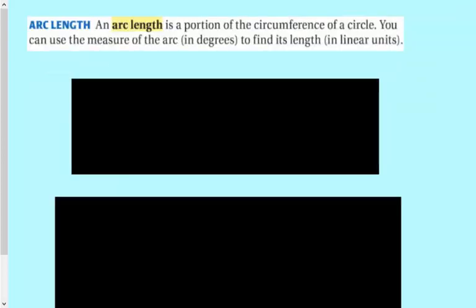Okay, arc length. I'm going to talk about what arc length is. It seems like a very complicated formula, but it's a portion of the circumference of a circle. It is a percentage of the circumference. That's all it is. If you can remember this, it will help you.